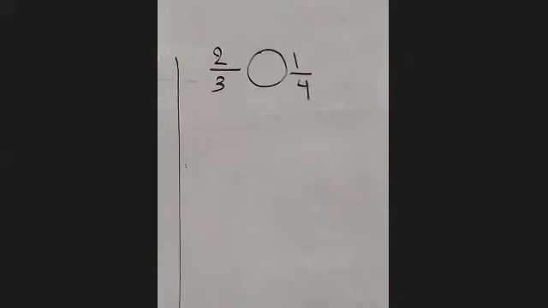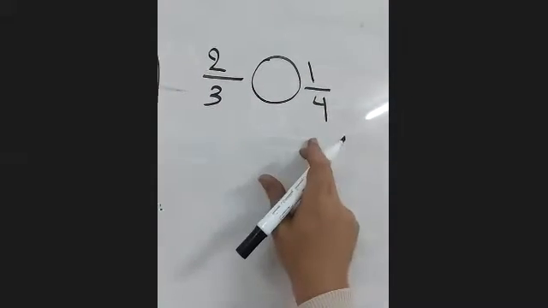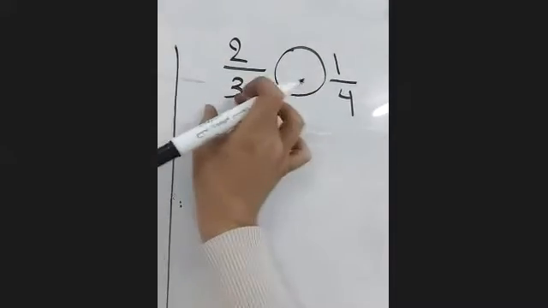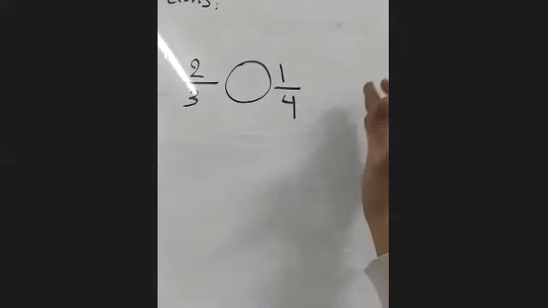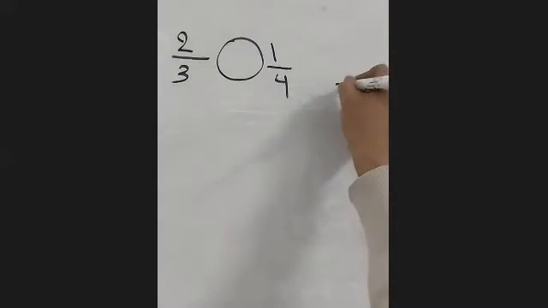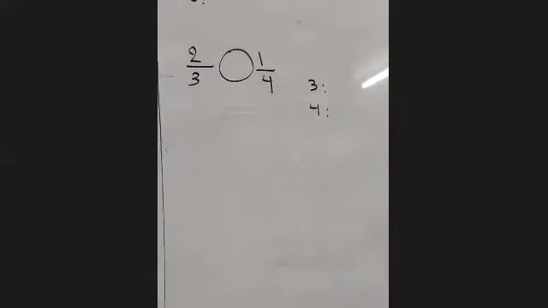These two fractions here, how will I compare between them? The first step, I will take 3 and 4. Focus, guys. We have different denominators here. I will take 3 and 4 and find what? The least common multiple for them beside the question here.